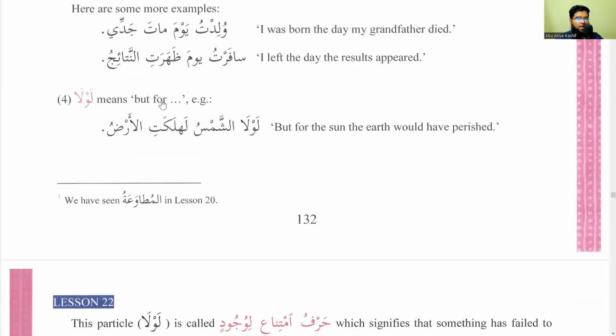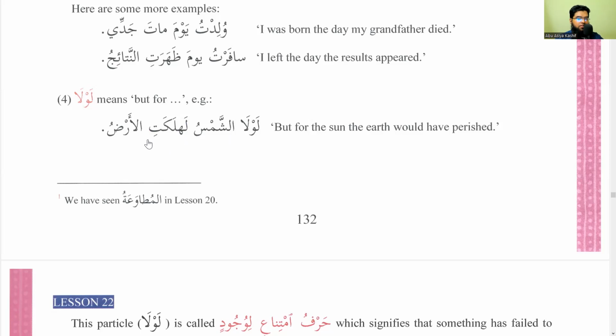We can read this. Lawla is but for. We learned law in a previous lesson. Law means if. Lawla means had it not been, but for. And anytime law or lawla comes, the rule is the same. The jawab is positive. Positive means no negative thing. You have to use a lam. This is important. Lam.